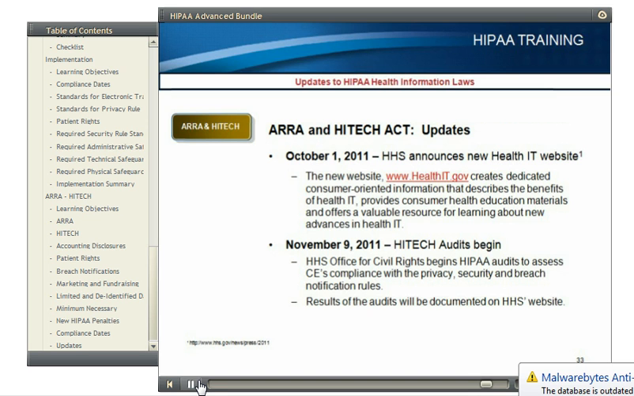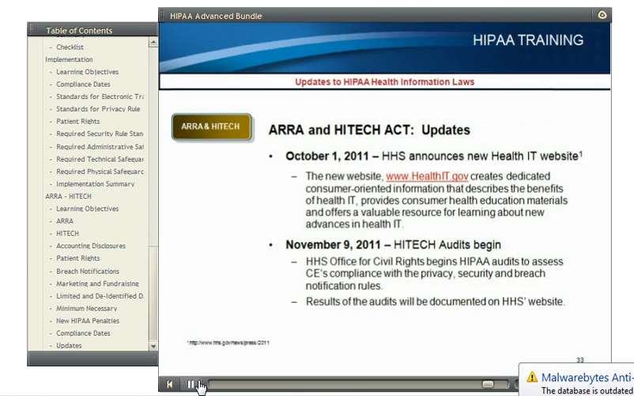October 1st, 2011. HHS announces new health IT website. The new website, www.healthit.gov, creates dedicated consumer-oriented information that describes the benefits of health IT, provides consumer health education materials, and offers a valuable resource for learning about new advances in health IT.